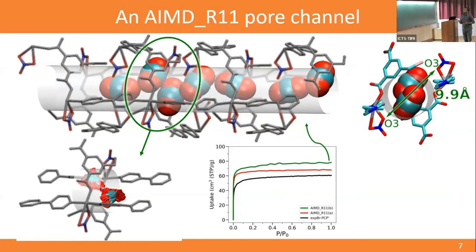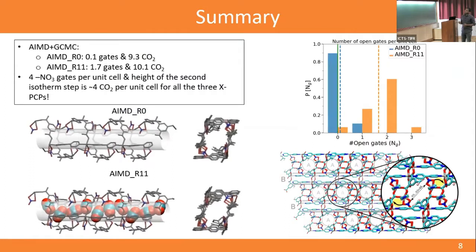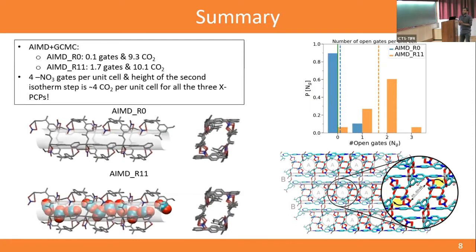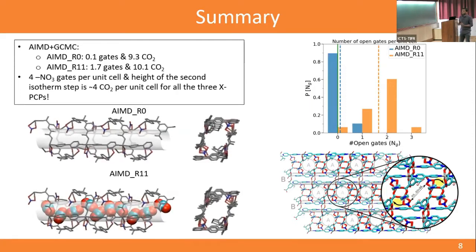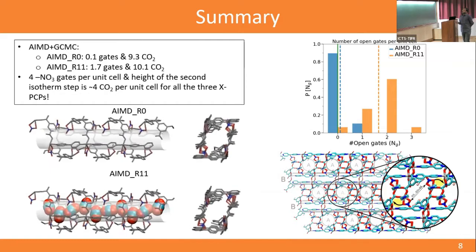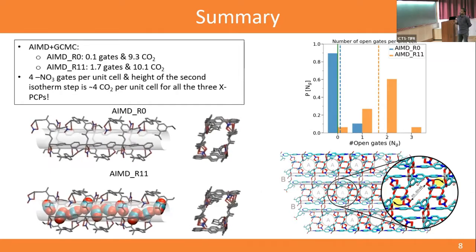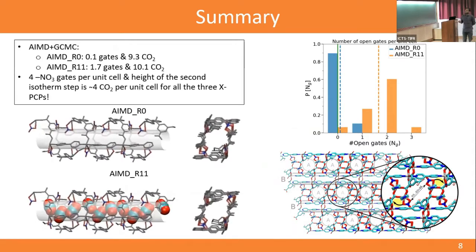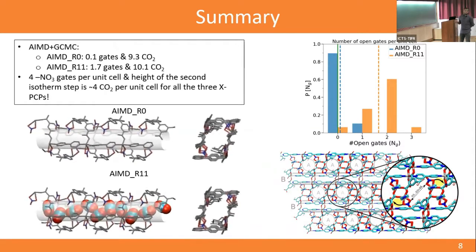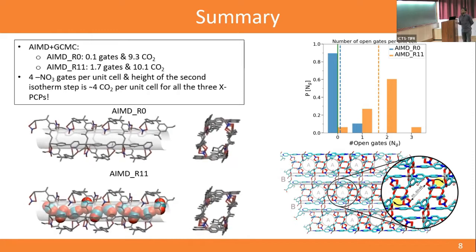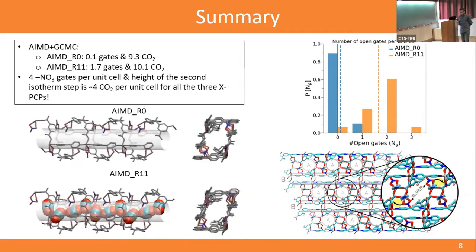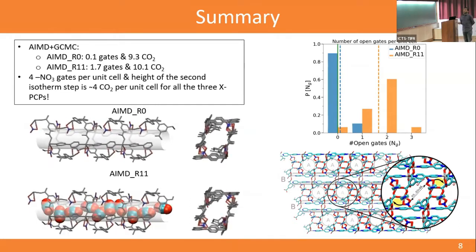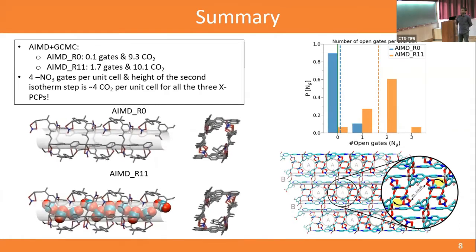And if we look at how many gates a unit cell contains, a unit cell contains 4 nitrate gates. And in the R11 snapshots, as we can see, more gates are open during the course of simulation than in the R0 case. So this is actually what is responsible for the increased uptake in R11 snapshots compared to R0 snapshots.